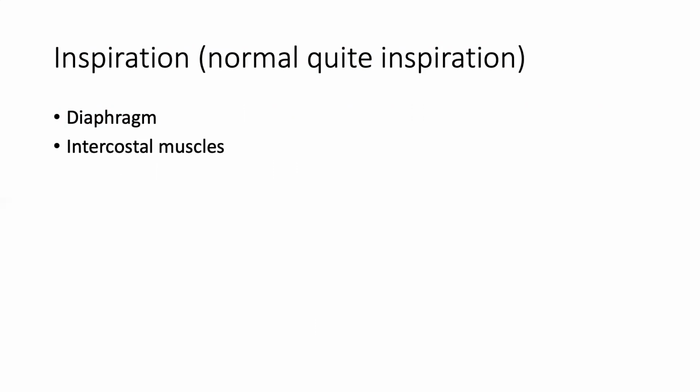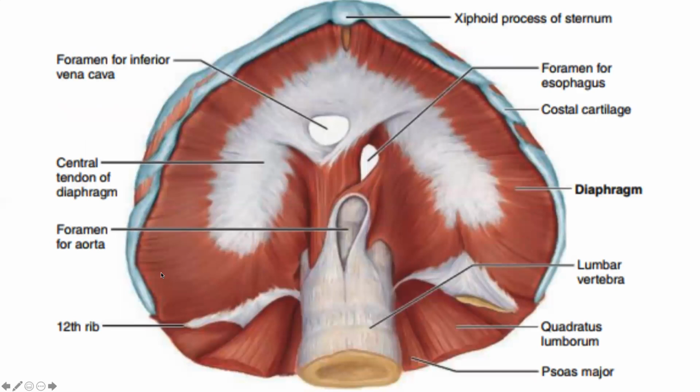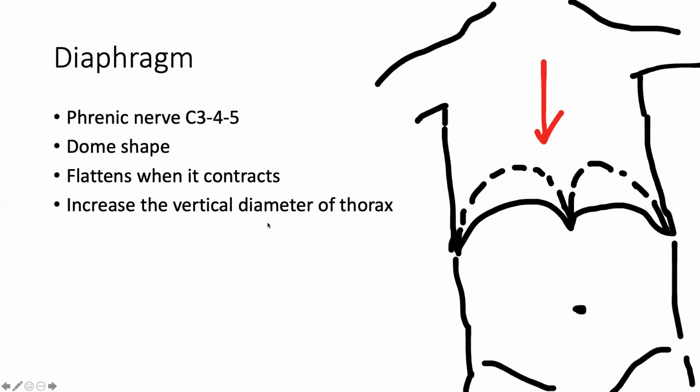Inspiration, as you know, we use the diaphragm and the intercostal muscles. The diaphragm, this is the diaphragm here, when it is in a relaxed state, it is dome shaped. When it is contracted, it becomes flattened. The diaphragm is supplied by the phrenic nerve, which arises from the cervical roots 3, 4, 5. By contracting, the diaphragm flattens and increases the vertical diameter of the thorax.